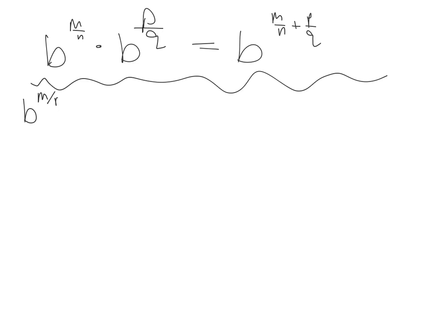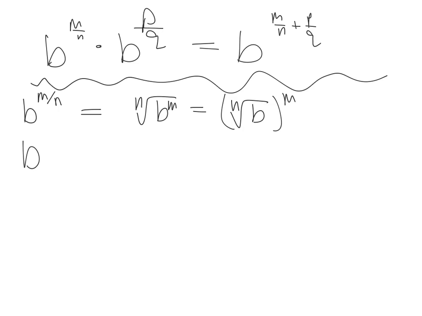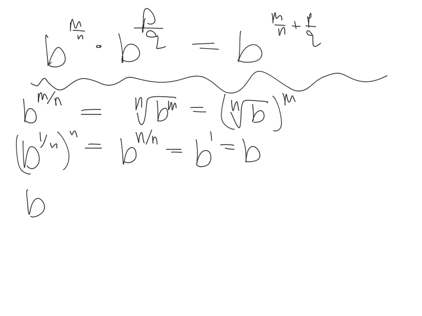I'm just going to list them out. B to the m over n is the same as nth root of b to the m, is the same as nth root b to the m. That m can be underneath a radical or outside of it. It doesn't matter. B to the 1 over n raised to the nth power is the same as b to the n over n, b to the 1, b, right? You guys are going, well, duh.